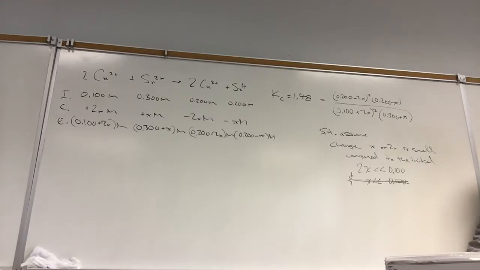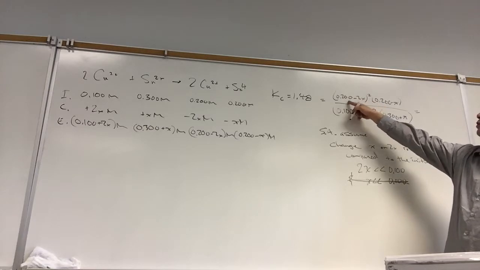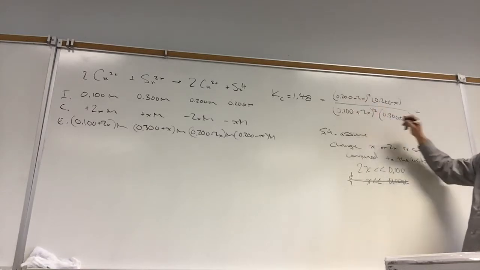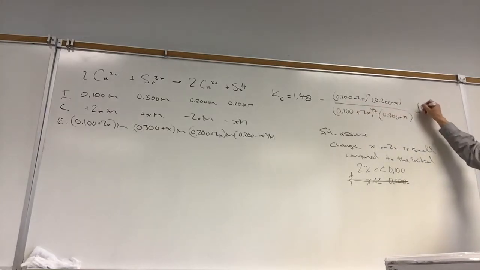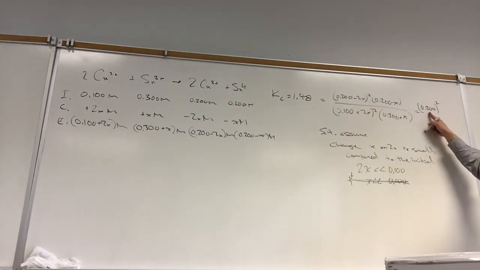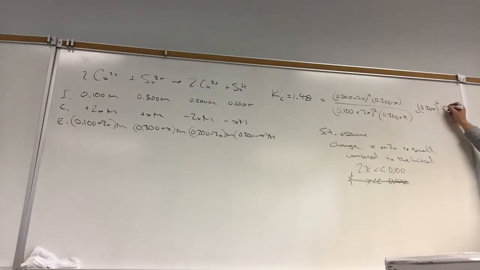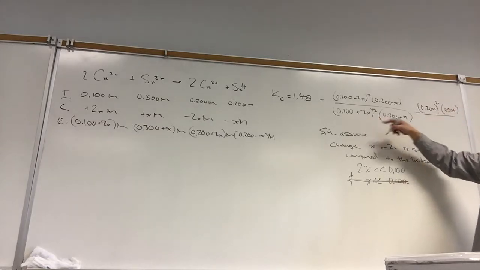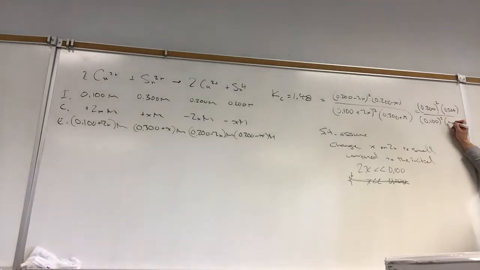So this is what I mean by doing this. That means that 2x compared to 0.200 is small, and therefore 0.200 minus 2x is going to be about 0.200. So this would be like a swimming pool, lose 2 drops, we're going to be left with about 0.200 squared. And 0.200 minus x is like a swimming pool minus a drop of water, it's going to be about 0.200. And then 0.100 plus 2x should be about 0.100 squared, and 0.300 plus x is about 0.300.